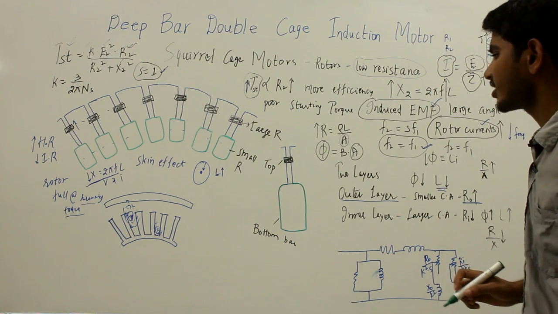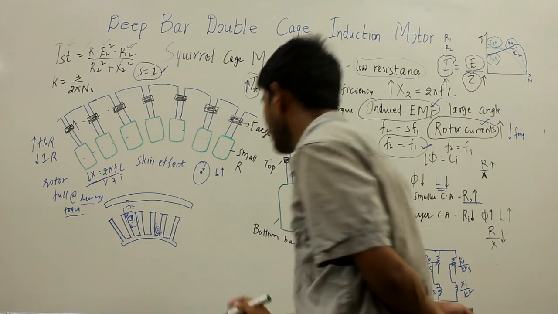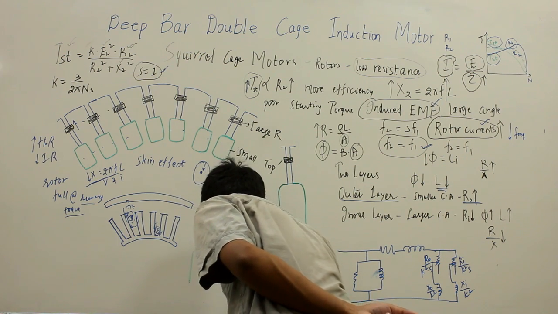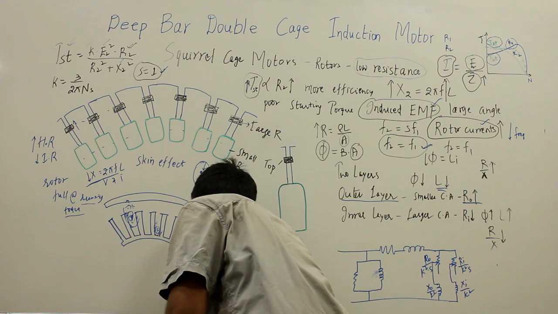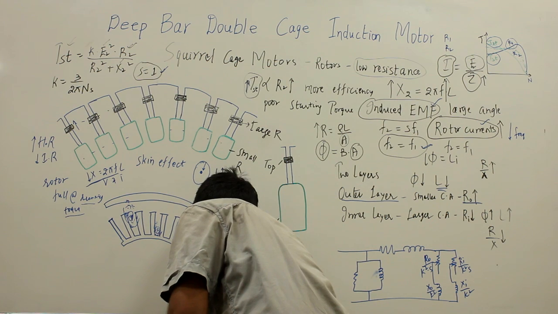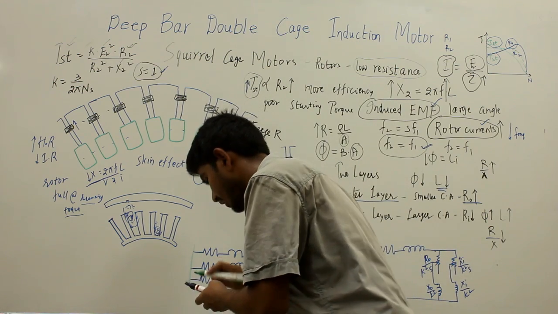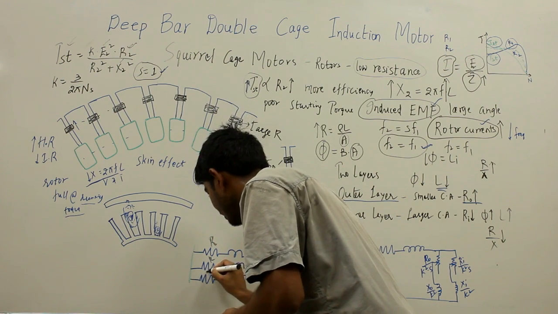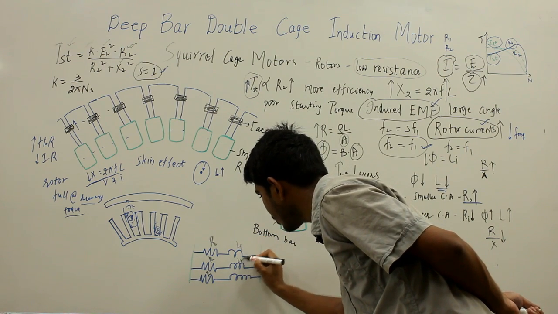That is a deep bar double cage induction motor, and if you see how the inductive reactance is going to increase through a circuit, let me say these are my end rings for the bars, and here I have the resistance and this is my reactance, and again a resistance and a reactance, and again a resistance and a reactance. So you can see here the equal value of resistance. The operational principle I am explaining: you have the equal value of resistance, but you can see there is an increased value of the inductance.